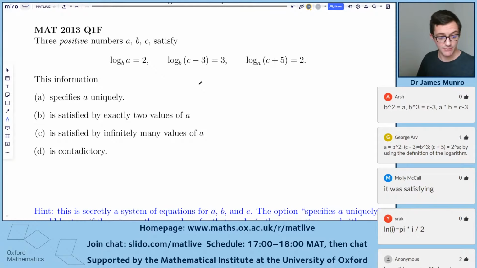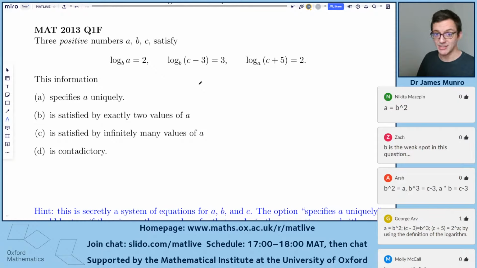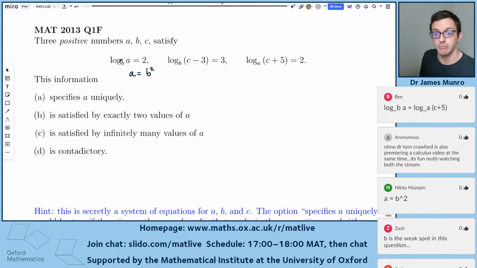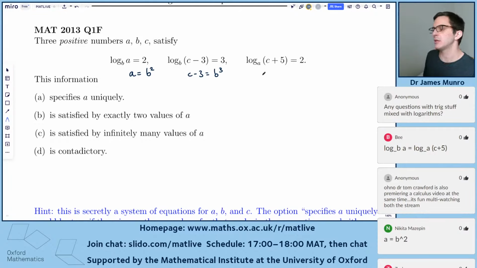Okay, so the first step for doing this question, I think, is to use the definition of logarithms to get rid of all the logarithms, which is maybe disappointing, since that's what we did for the other question as well, to turn this into a system of equations that looks like a is b squared. I'm doing b to the power of each side. Over here, I'm going to do b to the power of each side again. And over here, I'm going to do a to the power of each side to get rid of that logarithm. And now we've got a system of equations.